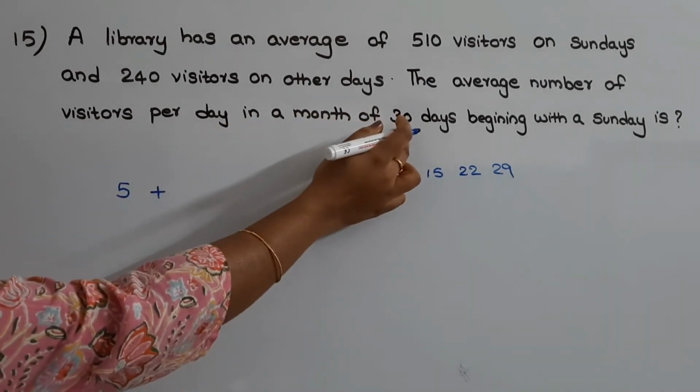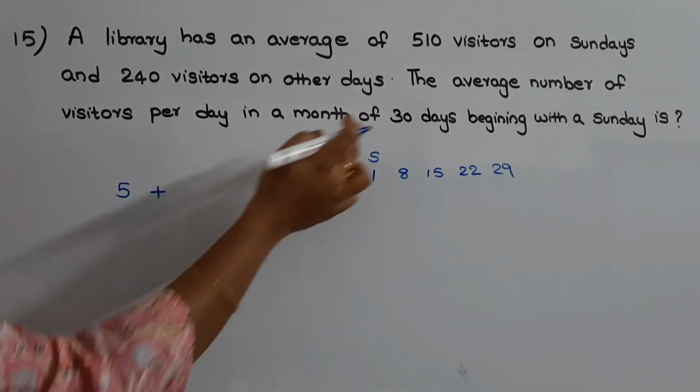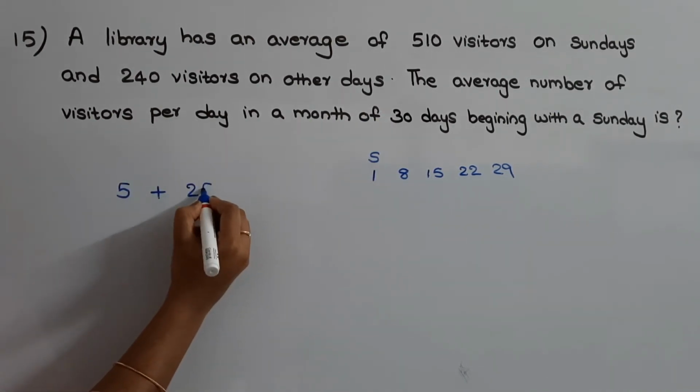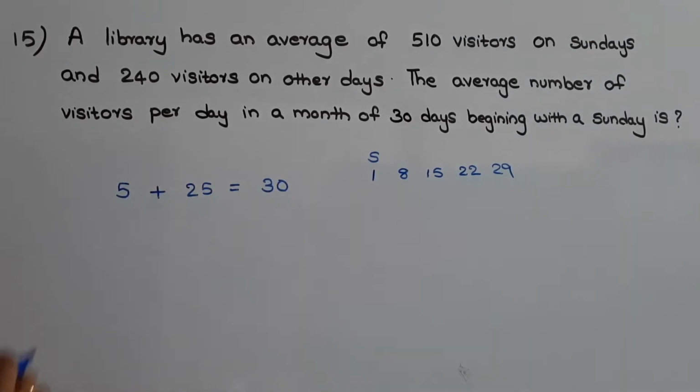The total number of days is 30 and the Sundays are 5. So the number of other days will be 30 minus 5, that is 25. So the total is equal to 30. So this is the first step.